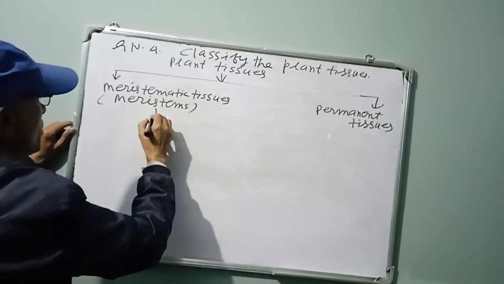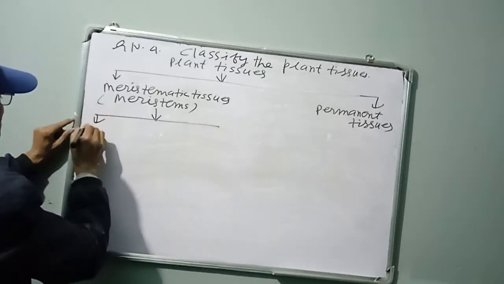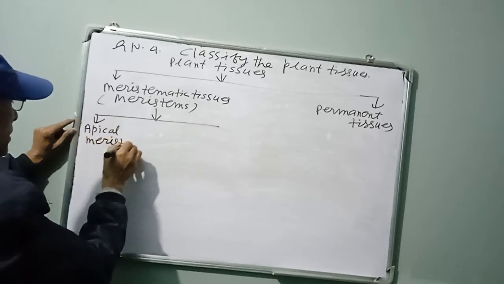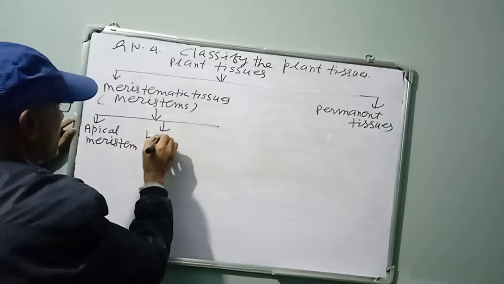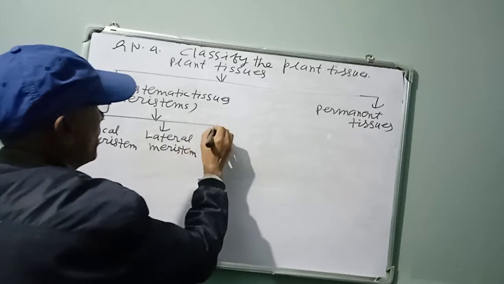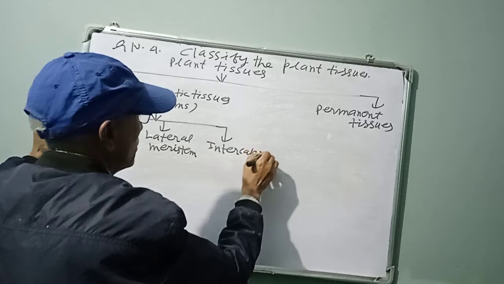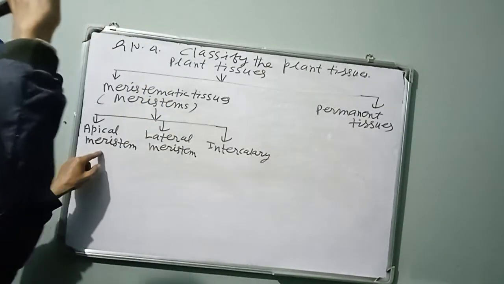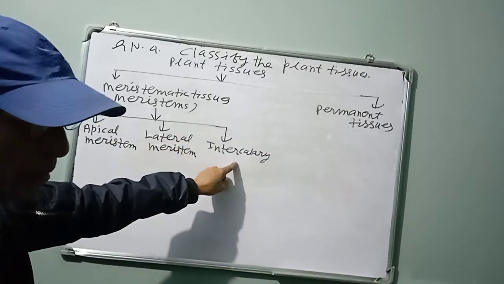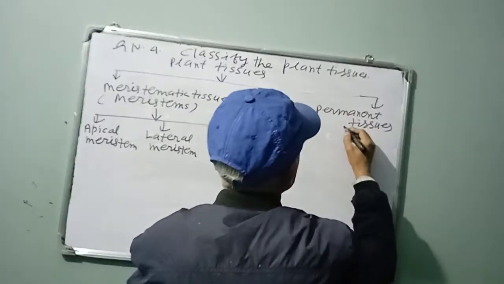Meristematic tissues are also of 3 types. In your book, only 2 types, but there are 3 types. Number 1, apical meristem, lateral meristem, and intercalary. Apical, which is found at the tip of the root or any stem. Lateral, sideways. Intercalary, which are embedded inside, in between.